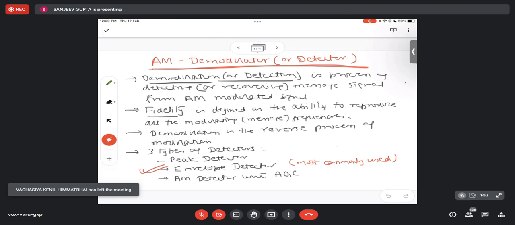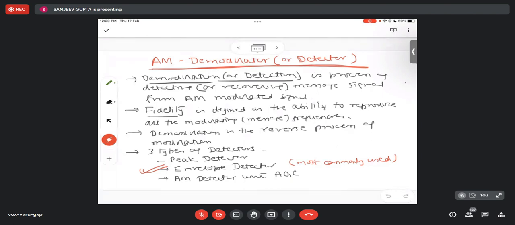Also we have seen that if my message signal consists of one frequency only, the bandwidth required is twice that of the message signal. That means twice of FM. So if I have a 5 kilohertz signal, the bandwidth required is twice of FM, because FC plus FM and FC minus FM gives me 2 into 5 kilohertz, that means 10 kilohertz.